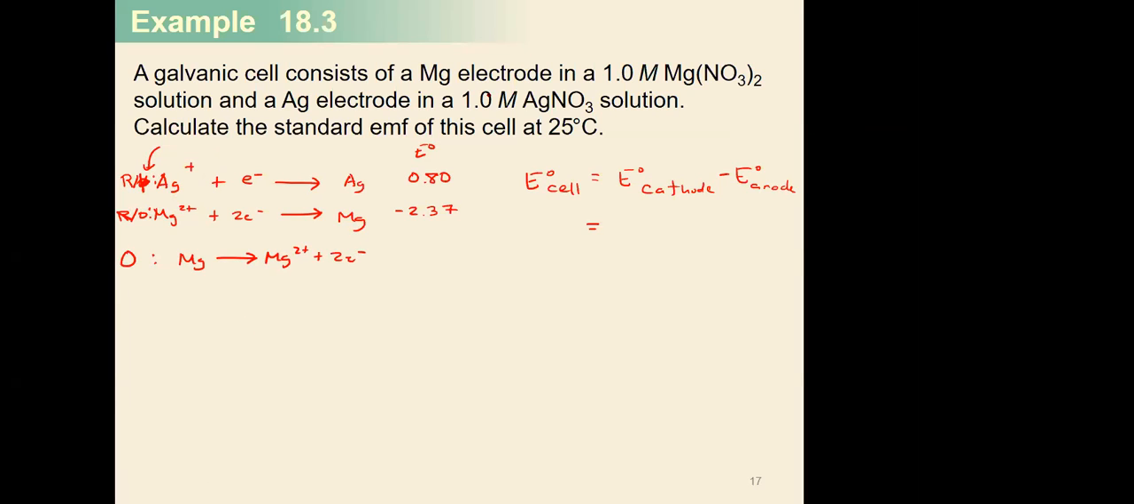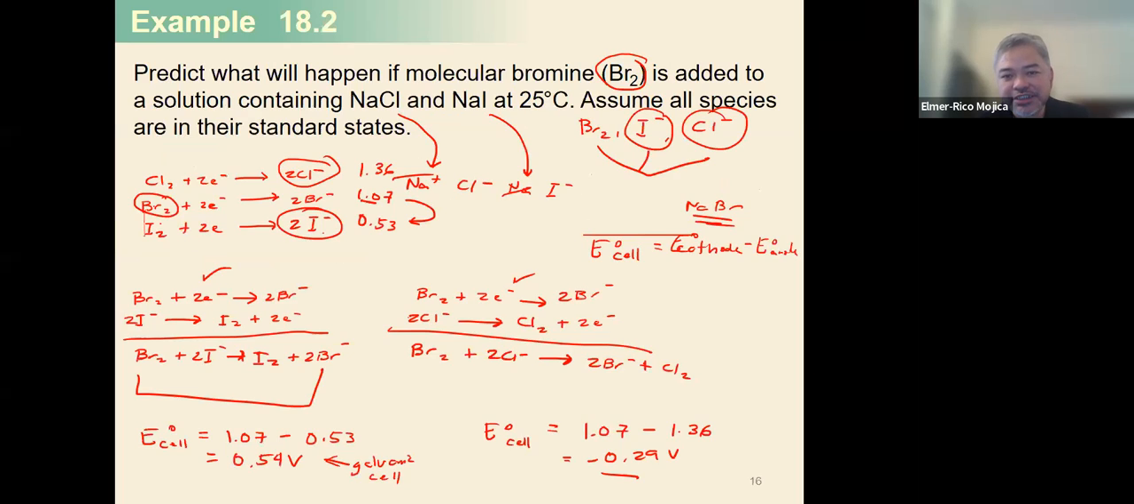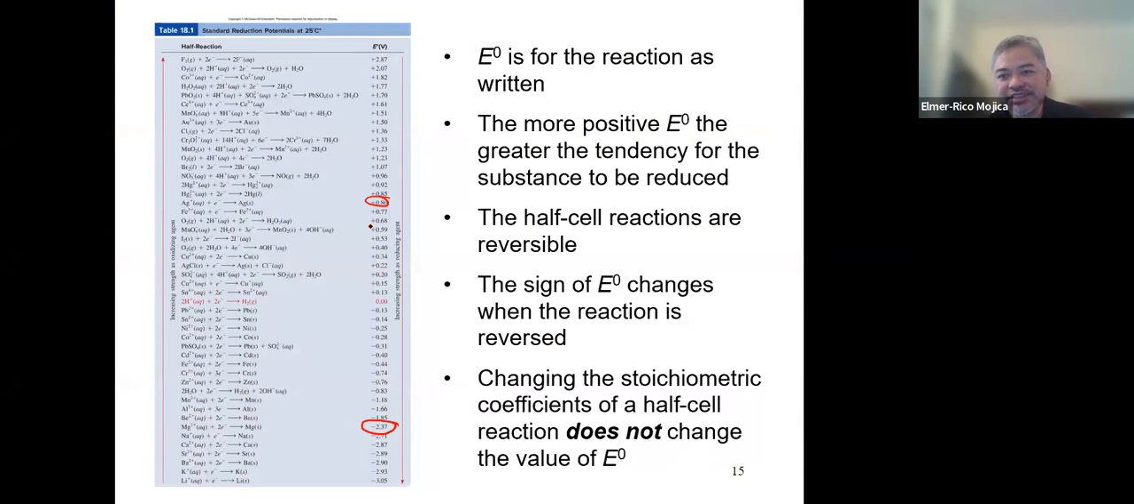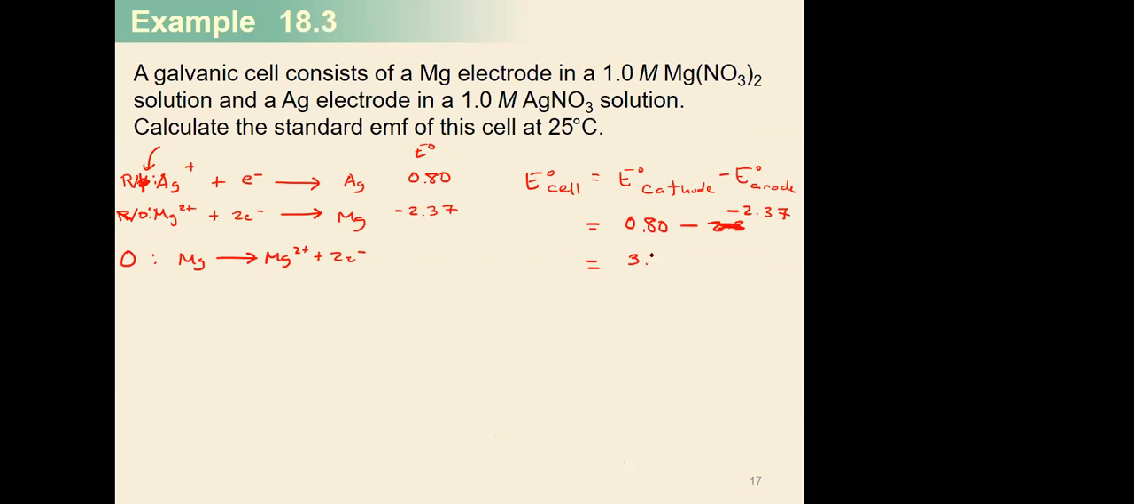Professor, can you go over why it's reduced again, please? Because that's the one that has the higher reduction potential. Okay, thanks. Remember the rule that we have here? The one that has the higher reduction potential is the one that is reduced. The one that has the lower reduction potential is the one that is oxidized. So what are the values that we put here? 0.80 and negative 2.37, giving you what? It's 3.17.